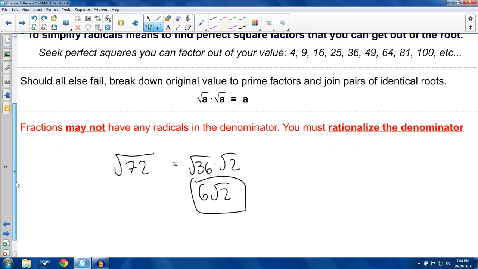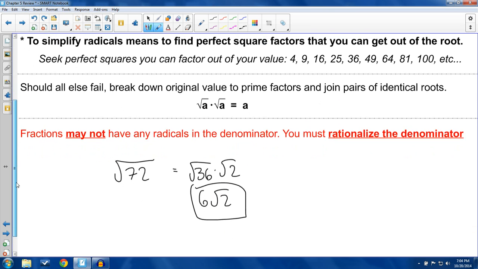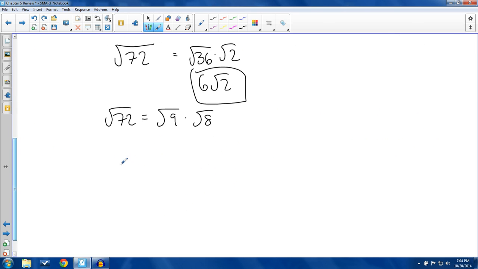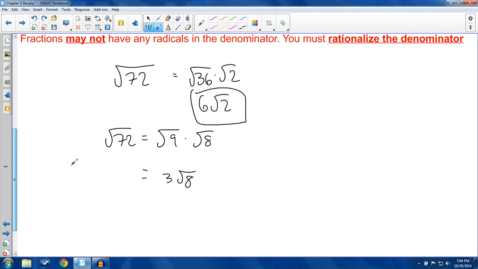Well, what if I didn't divide out 36? What if I divided out 9? If I divide out 9, the square root of 72 is the square root of 9 times the square root of 8. And that becomes 3 root 8. But the thing is, I can still simplify the square root of 8. Square root of 8 is the square root of 4 times the square root of 2, and the square root of 4 is 2. So 3 times 2 times root 2, that's 6 root 2. You still get the same answer, but with a little more work.